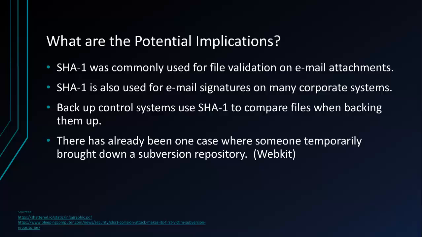There's even been a case where someone temporarily brought down a Subversion repository because they wanted to prove, coincidentally, that Subversion wasn't vulnerable to the SHA-1 exploit. This repository was the repository for WebKit, which is what most browsers like Chrome, Firefox, and Safari all use to actually display web pages. It took a few hours to get the repository back up and running. I don't know if it was just hubris or if the person just didn't realize that they should set up a test repository to test this kind of vulnerability.